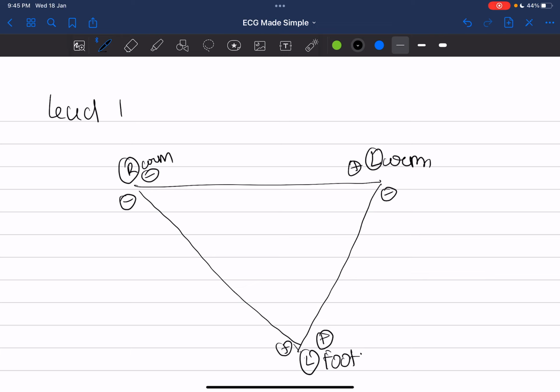And the first thing you have to know is what is lead 1. Lead 1 is a horizontal lead.